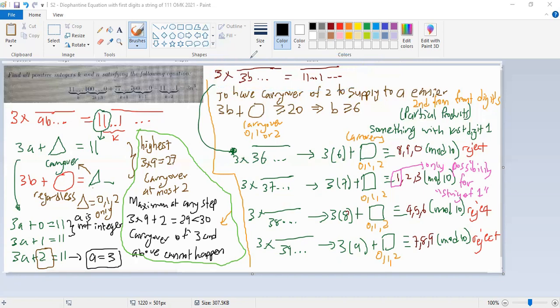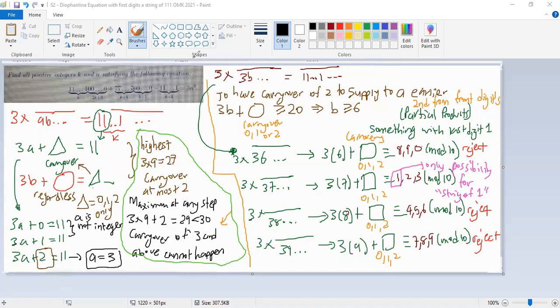So to have a carryover of 2 being supplied, why is it supplied? Because we fixed this part. Remember the 3a plus 2, 11. So you need to have a carryover of 2 from the b given to the a. Think of it like that. Okay, easier to think like that. So that means what needs to happen.